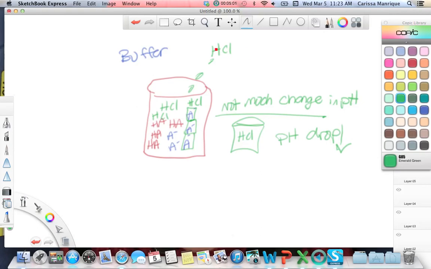The same thing: what if I instead added a base in there? Sodium hydroxide is a strong base, so what if I added some sodium hydroxide in here? What would neutralize that? That would be the weak acid. So the weak acid will come in here and neutralize this base, and again, it won't change the pH that much. So basically, a buffer has a weak acid and a weak base in there, and it neutralizes whatever you put in there, or tries to, so it won't change the pH that much. The weak base will always neutralize the acid, and the base will always be neutralized by the acid here.